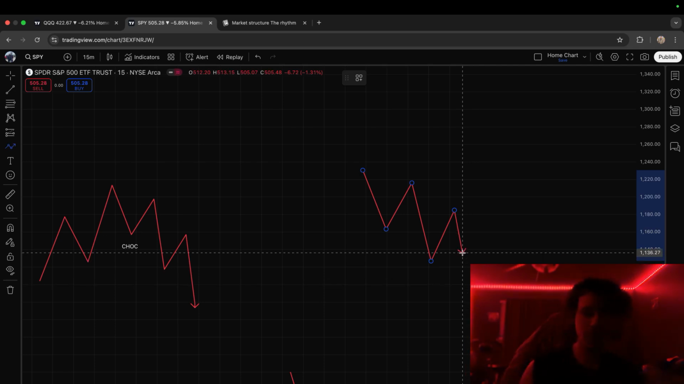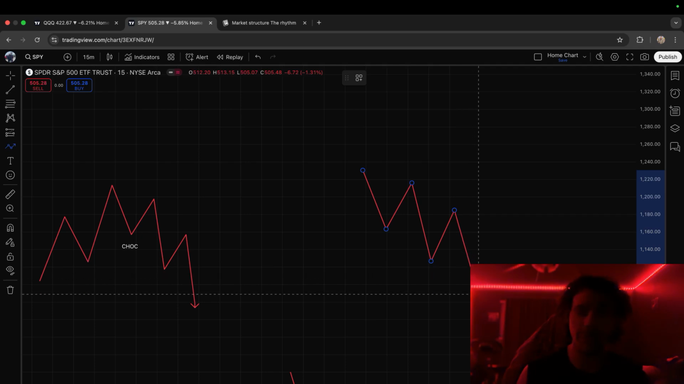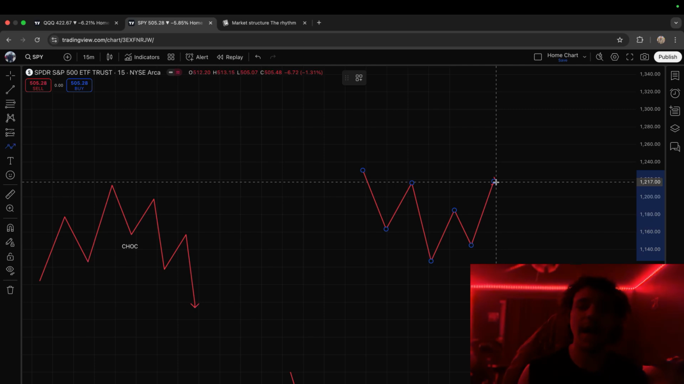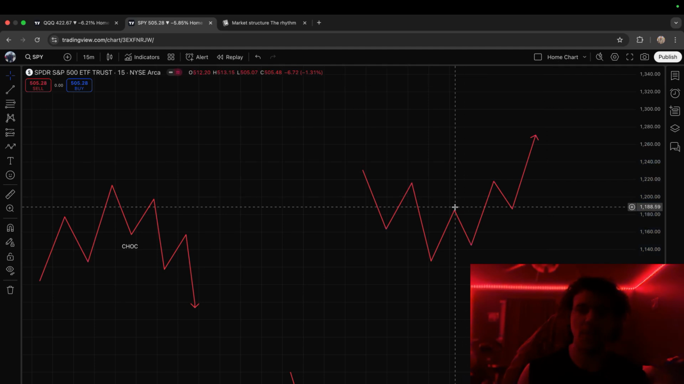In a change of character example, we would get price come to our last lower low, not breaking it, or we could get price come short of our last lower low before breaking the last lower high, right? Because this is our last lower high. Before breaking our last lower high, creating a higher high and higher low and reversing trend, okay? So right here would be a change of character.